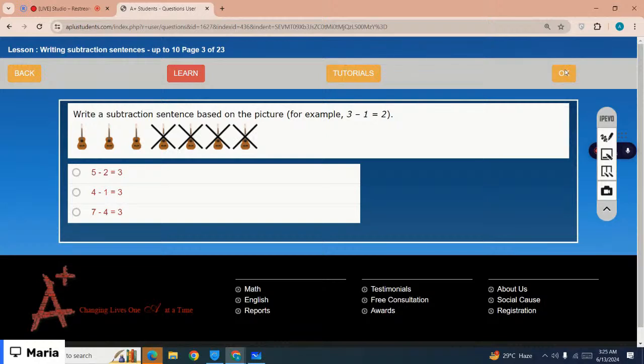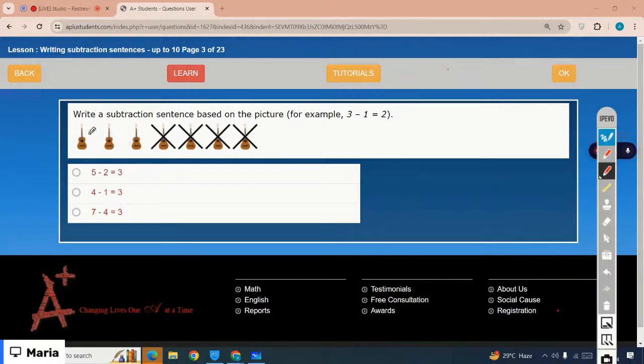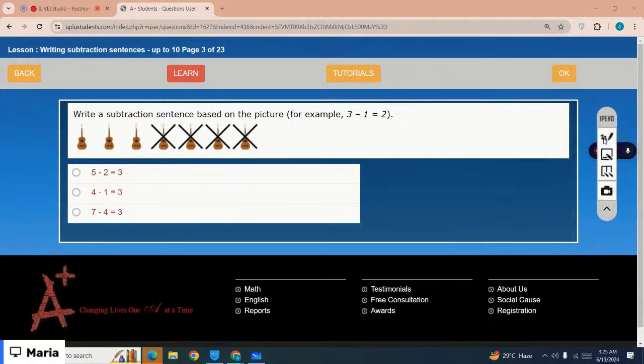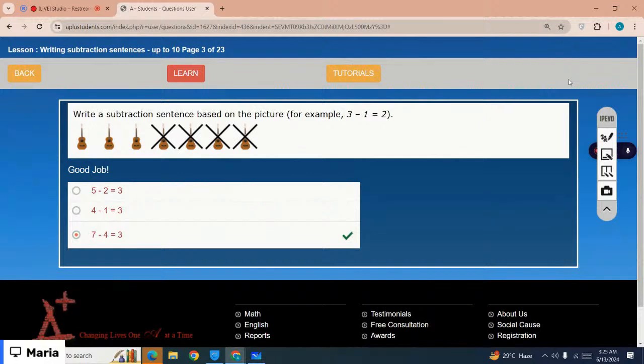Now you have to count and see which option is the correct one, right? You have 1, 2, 3, 4, 5, 6, 7 of the pianos, right? And 4 of them are crossed out. So you are left with only 3. So option number 3 is the correct option. That is 7 take away 4 equals 3, because you have a total of 7 pianos. 4 of them are crossed and you are left with only 3. So that is 7 take away 4 equals 3. Got it?